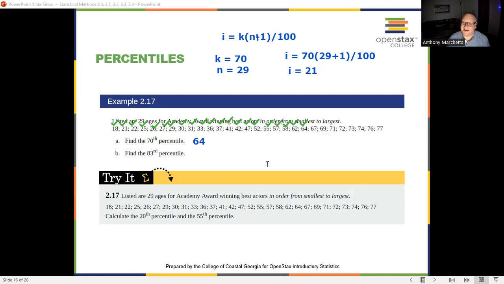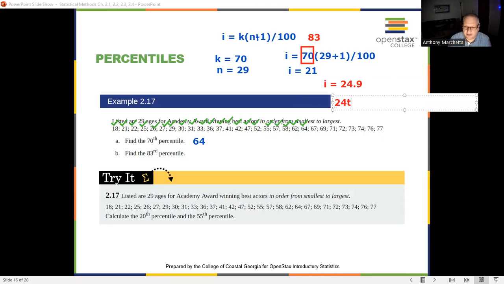How would I do it for the 83rd percentile? It'll be the same thing, except right here I put an 83. Then i equals 83 times 30, divided by 100. I'm getting 24.9. Now 24.9 means that I have to think about the 24th and 25th numbers.